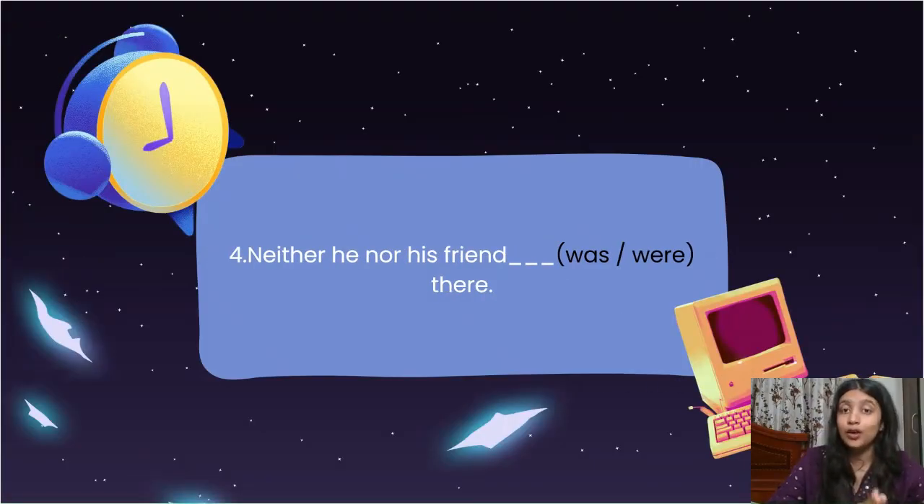Neither he nor his dash there. What's the answer for this? Neither he nor his friend was there. Because when the question is neither nor, we look at the subject which is closer to the verb. His friend is closer to the verb, right? So it is in singular sense. That's why we'll use was here.